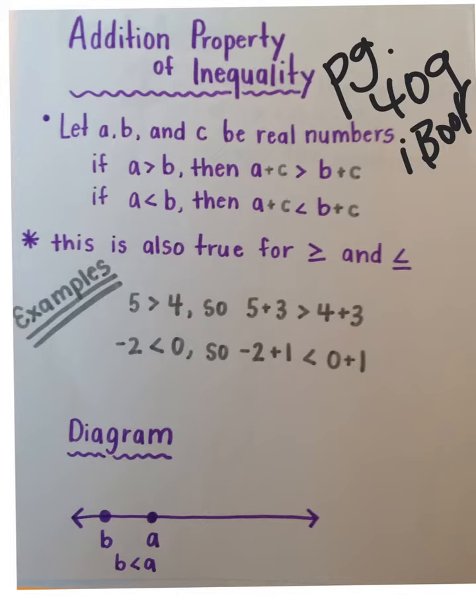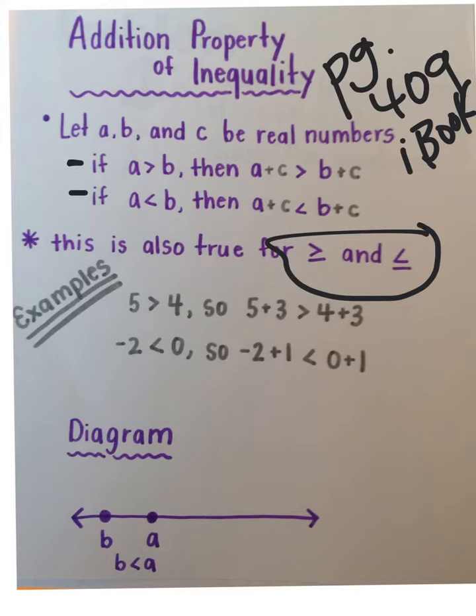All this addition property states is that if A is greater than B, then A plus any number will still be greater than B plus that number. And the opposite is also true. So if A is less than B, then A plus a number, we'll say C, is still going to be less than B plus that same number, or plus C. I noted here that this property is also true when using the greater than or equal to sign, and also the less than or equal to sign.